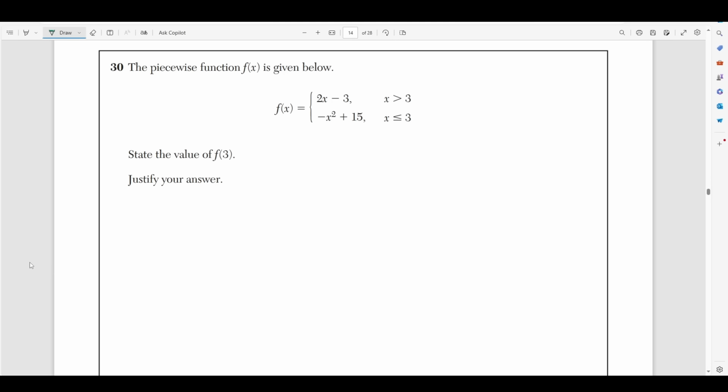A piecewise function pretty much is two functions combined into one, right? And it pretty much gives you instructions on how to graph this. It says that when x is greater than 3, so here any point that is to the right of 3, you need to follow this linear equation, 2x minus 3. But anything that's 3 or before 3, you follow this quadratic equation, right? You follow this negative x squared plus 15, right? So then you have this curve here.